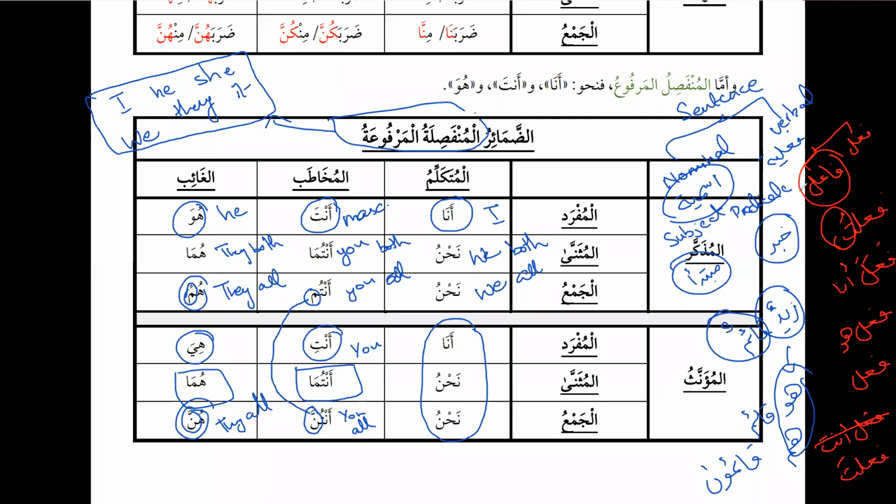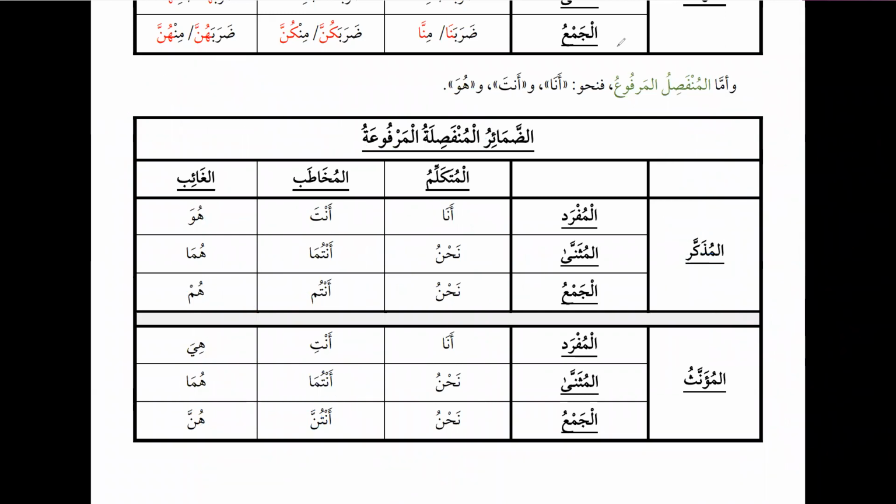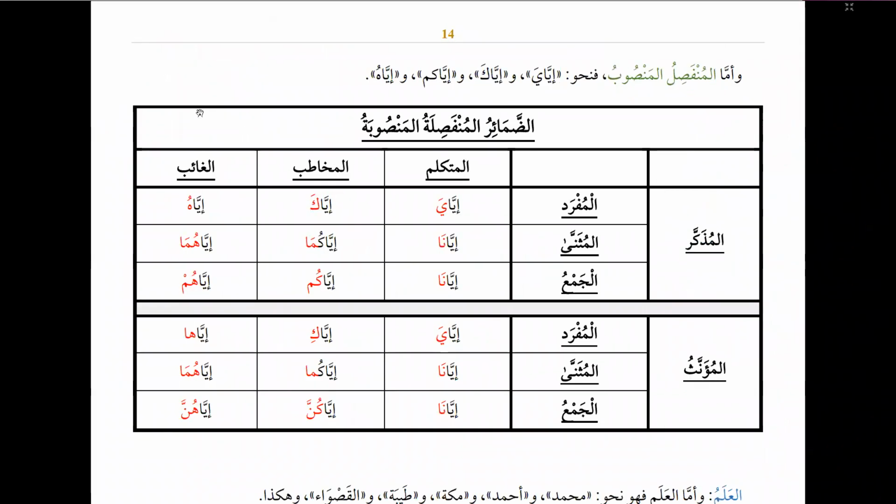And both are marfu'. These fa'alta and fa'alna and all of this is marfu'. And also huwa, hum, all of it is marfu'. However, it's not the same usage for both of them. One is used in one place, another is used in another place. This inshallah will become clear bi'idhnillahi ta'ala with time. Now let us move on to ضمائر منفصلة منصوبة.